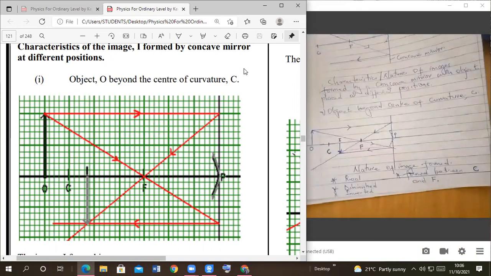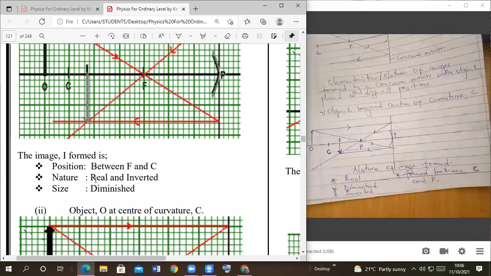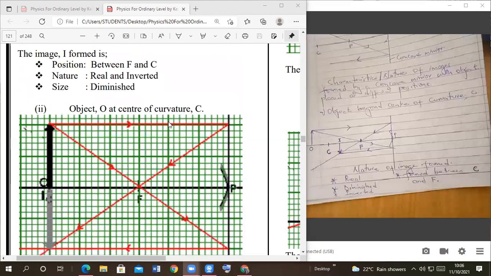Those are the four properties, which I've listed down here. Position: the image is formed between F and C. Nature: real and inverted. Size: is it diminished? Members, are we together on that? Yes.